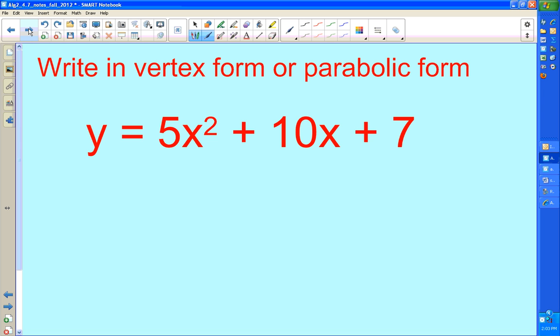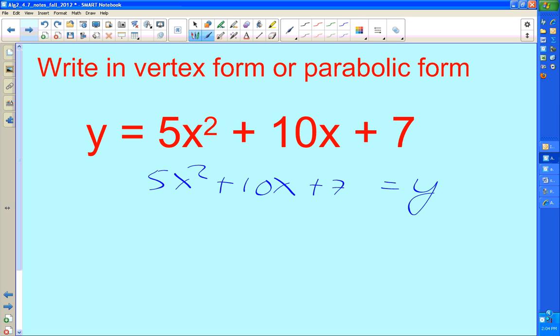So I'm going to start with 5x squared plus 10x plus 7, and I'm going to make it equal to y like this. I know that I could leave the y over there, and I can force myself to do it, but I like to do it this way, and you can do it any way you want. Some teachers will teach, don't do anything on the left-hand side. I'm just not one of those people.